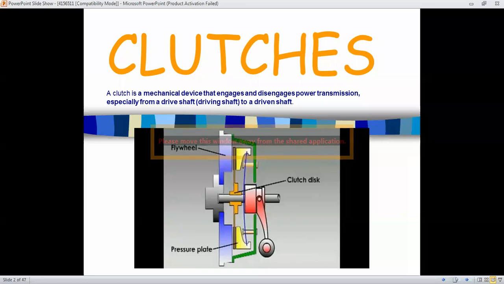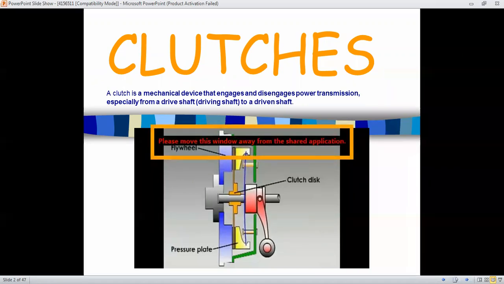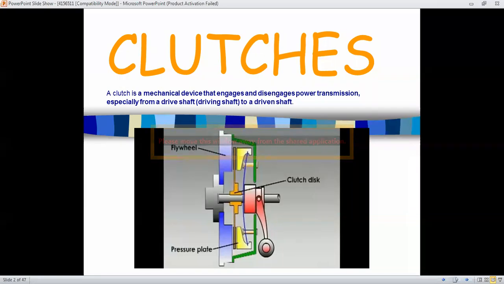So what is the clutch? How can we define the clutch? A clutch is a mechanical device that engages and disengages the power transmission, especially from a drive shaft to a driven shaft. What is the main function, the main application of the clutch? It is to engage and disengage the transmission of power from the driven shaft to the drive shaft.